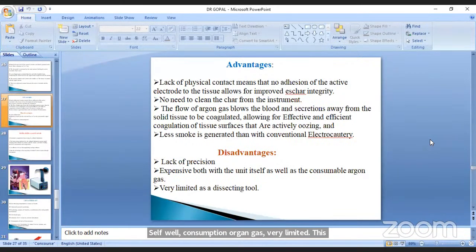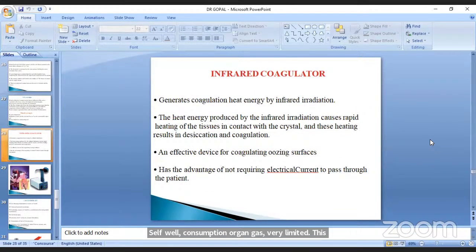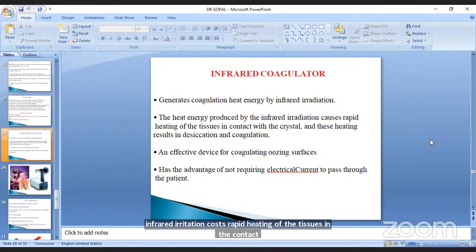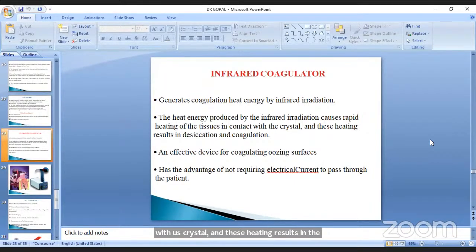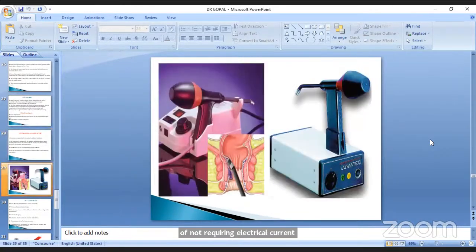Then next one is infrared coagulator. It generates coagulating heat energy from infrared radiation. The heat energy produced by the infrared irradiation causes rapid heating of the tissue in contact with the crystal, and this heating results in dissection and coagulation. An effective device for coagulating oozing surfaces, it has the advantage of not requiring electrical current to pass through the patient. This is the infrared coagulation instrument. The infrared coagulation instrument is inserted in the anorectal area to treat anorectal disorders.